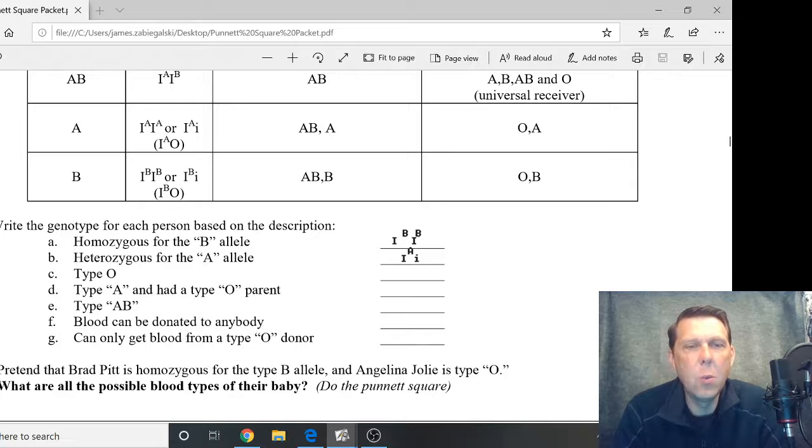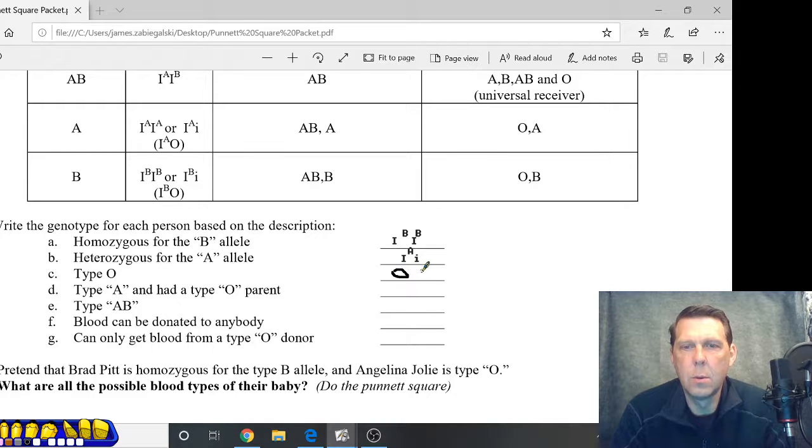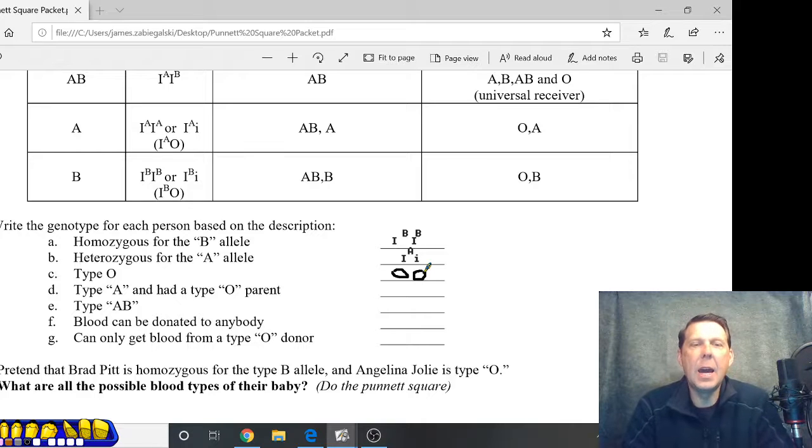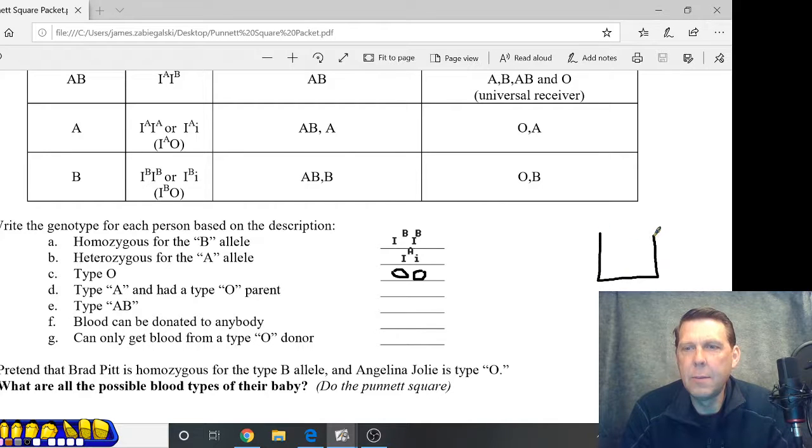So let's talk about the next one. Type O. There's only one way to be O, and that is if you are lowercase i, lowercase i, or monsterized, which I just seem to draw. Type A and had a type O parent. So what would that look like? If you had a type O parent, that means they were lowercase i, lowercase i. That's the only way you can be O.